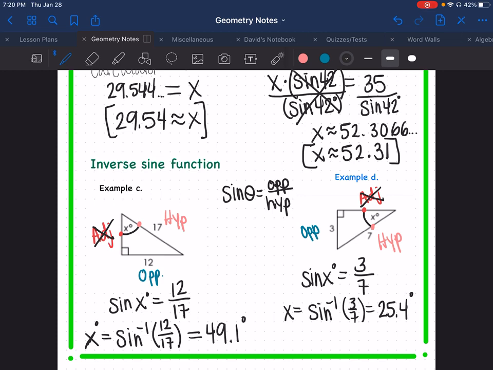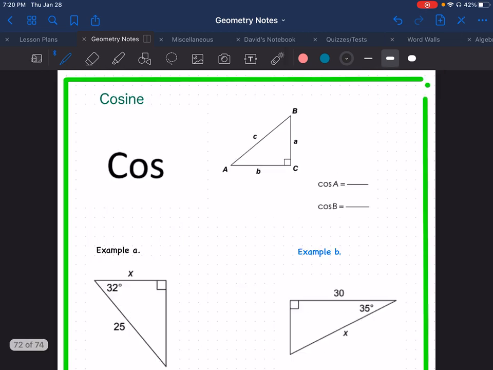All right, our second trig function is our cosine function. To use the cosine function, it is cosine of theta, it looks like cos, equals the adjacent over the hypotenuse. Adjacent over hypotenuse. So just like sine, it matters where theta's placed.